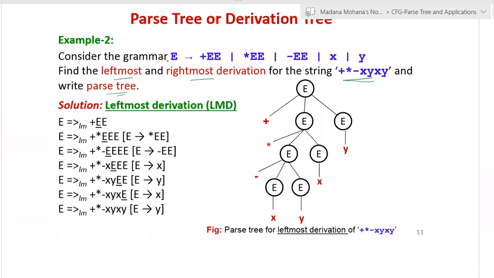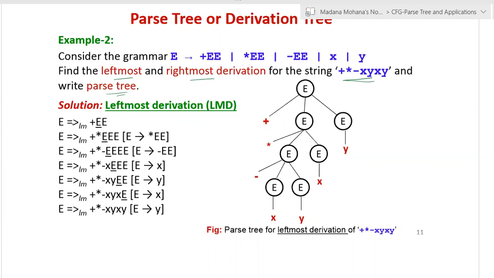That string must derive from the starting symbol of the given grammar. For that, you can find its leftmost derivation and rightmost derivation. Then in parallel, you have to construct its derivation tree or parse tree associated with its leftmost or rightmost derivation. Now, let us try to derive the given string first using leftmost derivation.